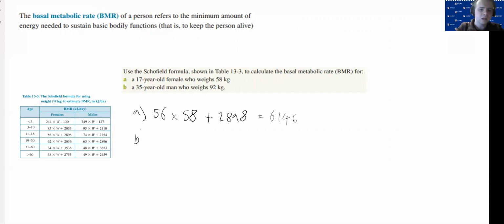For part B, a 35-year-old man, that's going to be in this 31 to 60 bracket. We're going to use the male formula, so 48 times 35. Sorry, my mistake. Shouldn't times it by their age. We should times it by their weight, which is 92. So it's 48 times their weight, which is 92, and then plus 3653.